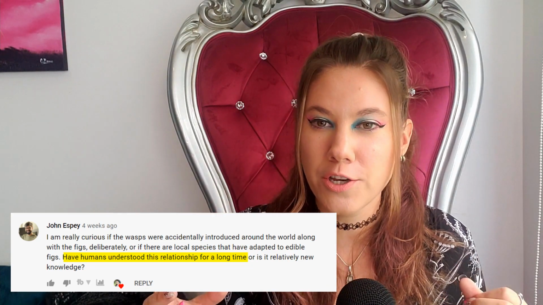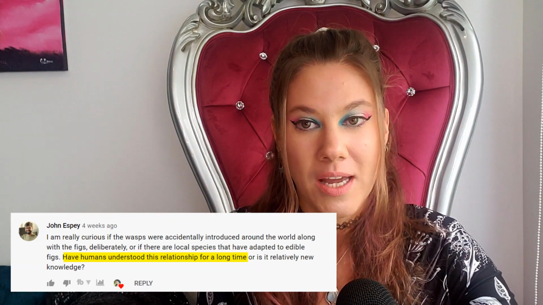John also asked the question if this obligate pollinator relationship has been known for a long time. And yeah, since at least the 1800s-ish, somewhere in there, especially when they realized that they needed the wasp to pollinate the figs. So, 100 years and some change.